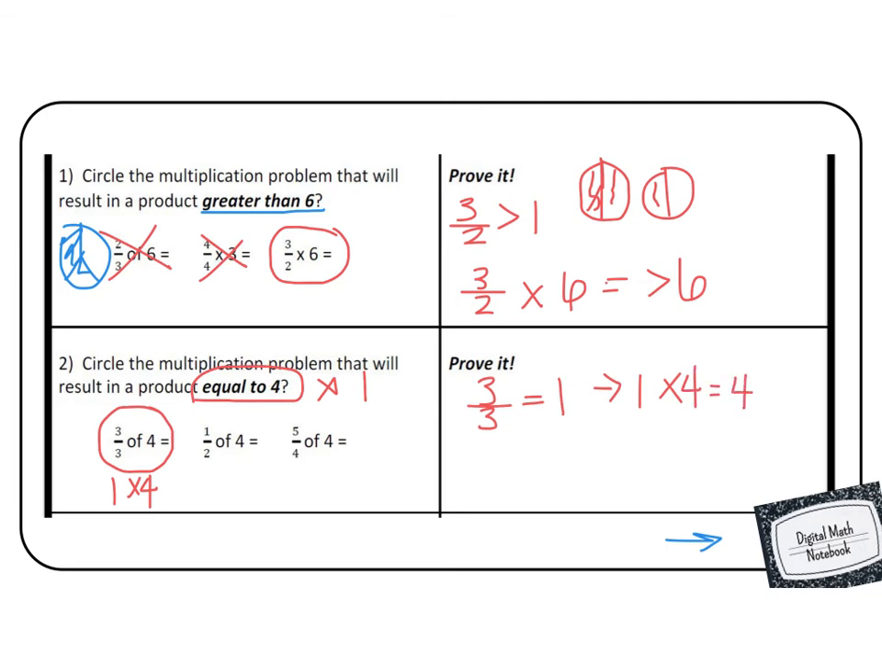So when we're asked to prove it, we just need to explain our thoughts about how we got our answer. Your prove it may not look exactly the same as mine. You could include pictures or words or examples, but you need to have some proof behind your answer.